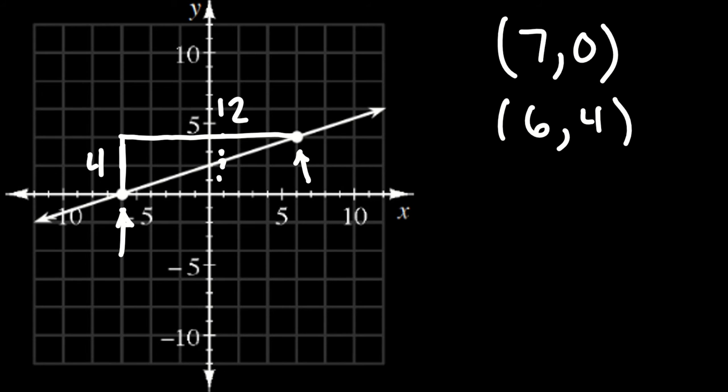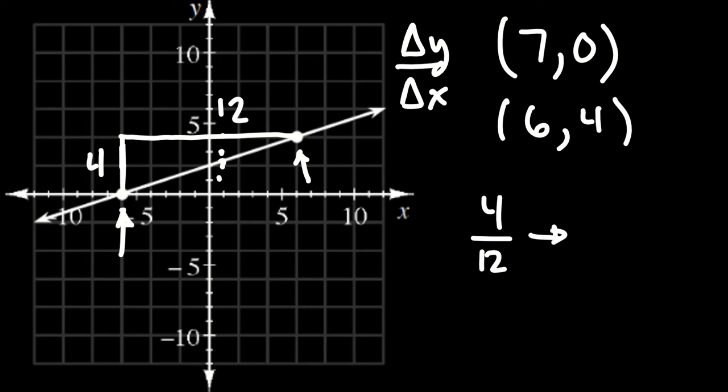And we know that the slope ratio is the change in y, the delta y, divided by the change in x. So you can see we've got a change in y of 4 units, change in x of 12. That can be reduced, right? That's the same as 2/6, and it's also the same thing as 1/3. So the slope is 1/3.